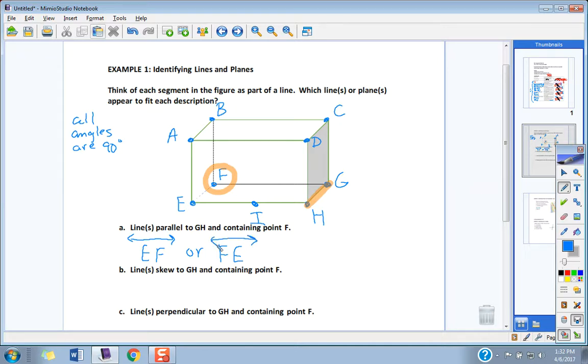Okay, so again, let's just look at this. Do the two lines that I've highlighted appear to be parallel? Yes. Is the line that I want, EF or FE, passing through point F? Is there any other line that would pass through point F, or any other edge of that box that would pass through F, that would be parallel to GH? No. So that's my only option. Okay. All right. Let me get rid of this and this.